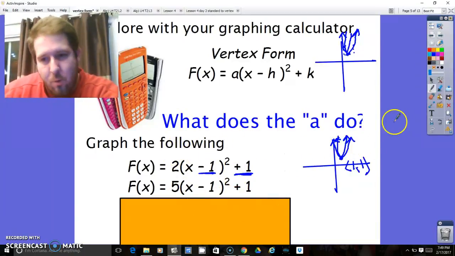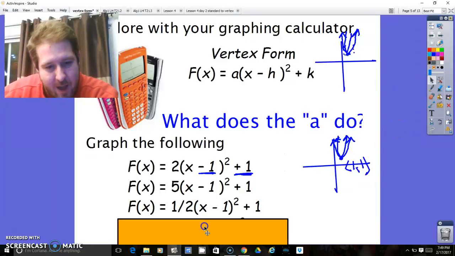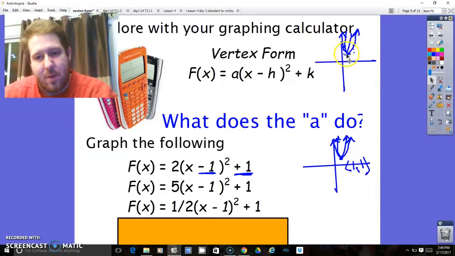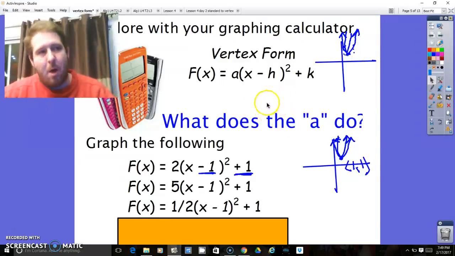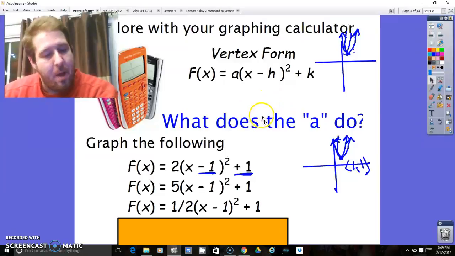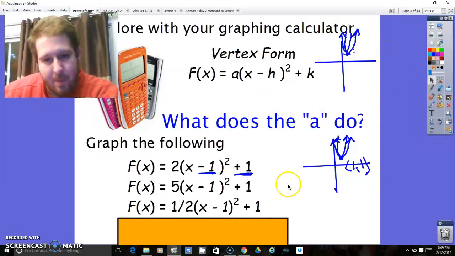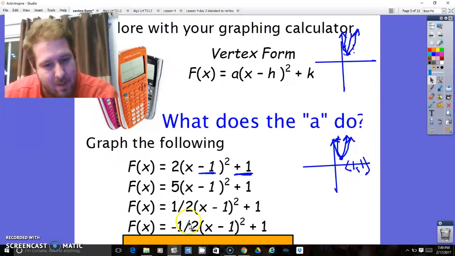All right, so what do you do when it's a fraction? When it's a fraction like this, that means for every one right, it's only going up a half, which is going to make the parabola wider. So the smaller the decimal, if a is a decimal, then the wider it's going to be. All right, so when you look at this last one, that means it's going to be wide.